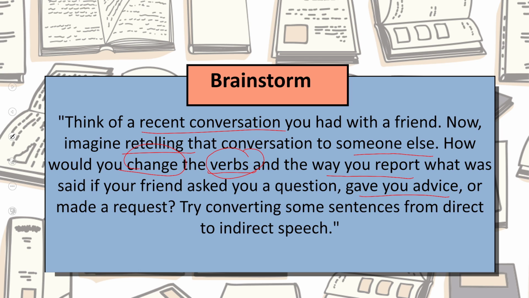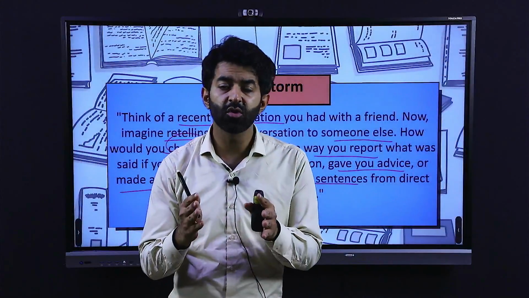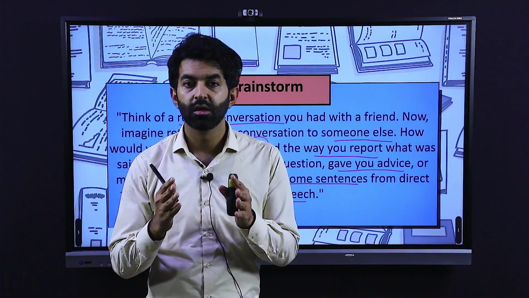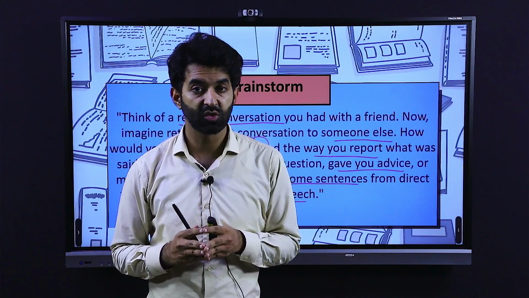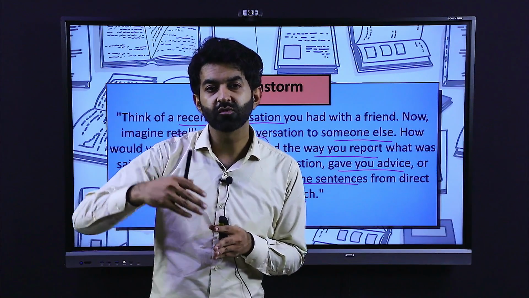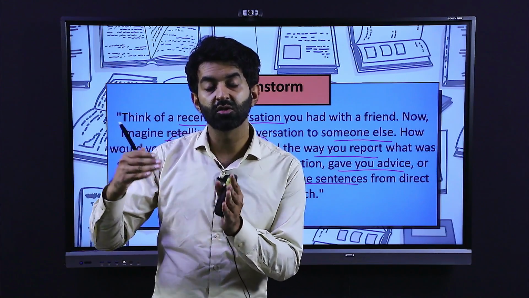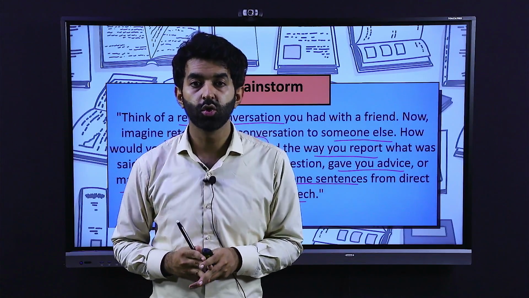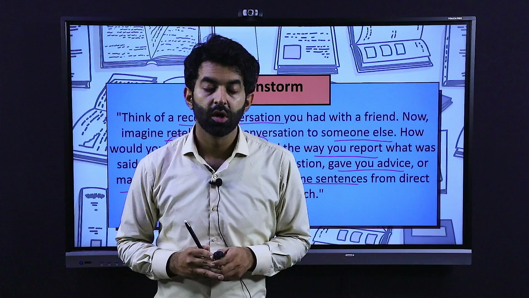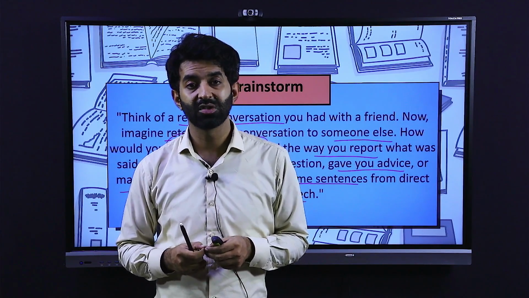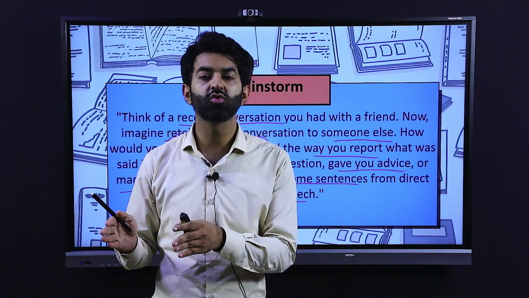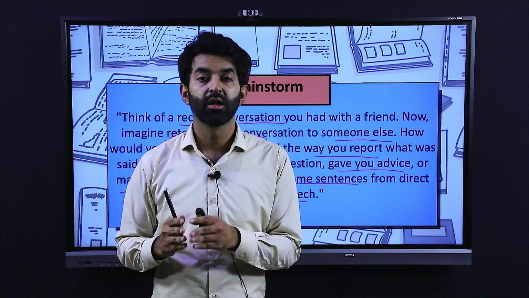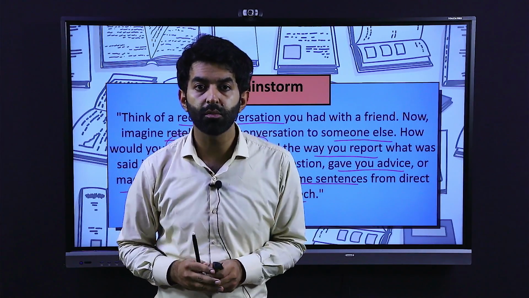So now you're going to talk or retell something, a conversation or a talk in a different way. How you gave your advice or made a request. Try converting some sentences from direct to indirect speech. Now, by pausing the video, I would like you to do this activity. Give me a direct sentence, direct speech, and then transform it into indirect when you're telling it to somebody else, a third person. Now, how would you do it? Take your time, write these direct speech sentences and try to convert them into indirect speech where you are directly telling something without the quotation marks.